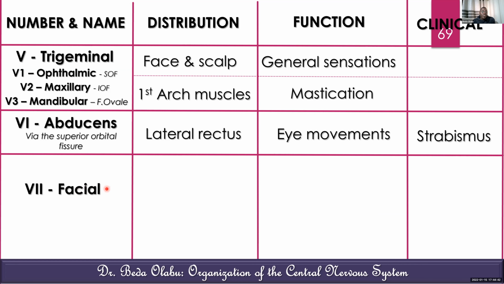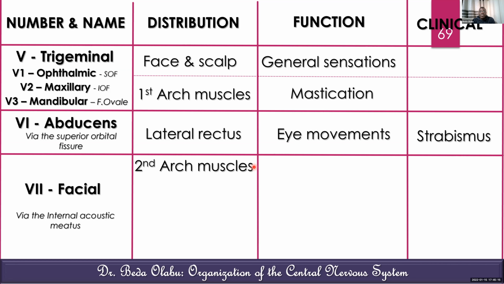Seventh cranial nerve is facial nerve with very expansive distribution. Facial nerve exits the cranial cavity through the internal auditory meatus, or what we call internal acoustic meatus, to go to the ear, then comes out from the ear to the external skull through the stylomastoid foramen. This particular nerve supplies the muscles of the second pharyngeal arch.